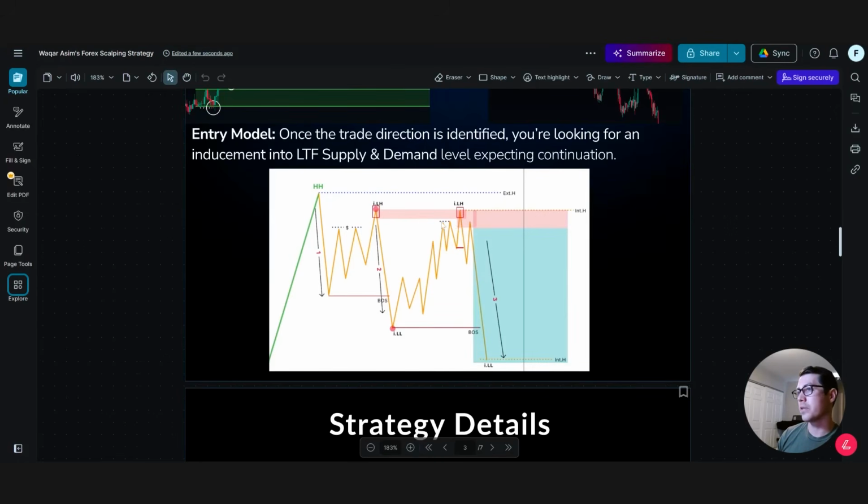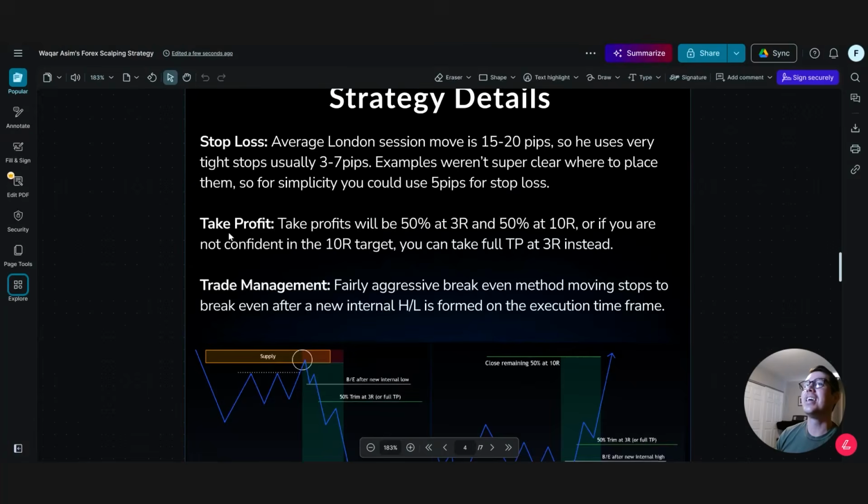So you can see right here, we have all three of those things. We have this inducement of this low time frame level, a break of structure to the downside, and then a retrace into this low time frame supply level. That's where your entry is. It's going to be a limit order. And I'll tell you guys, we're going to have some pretty tight stop losses on this.